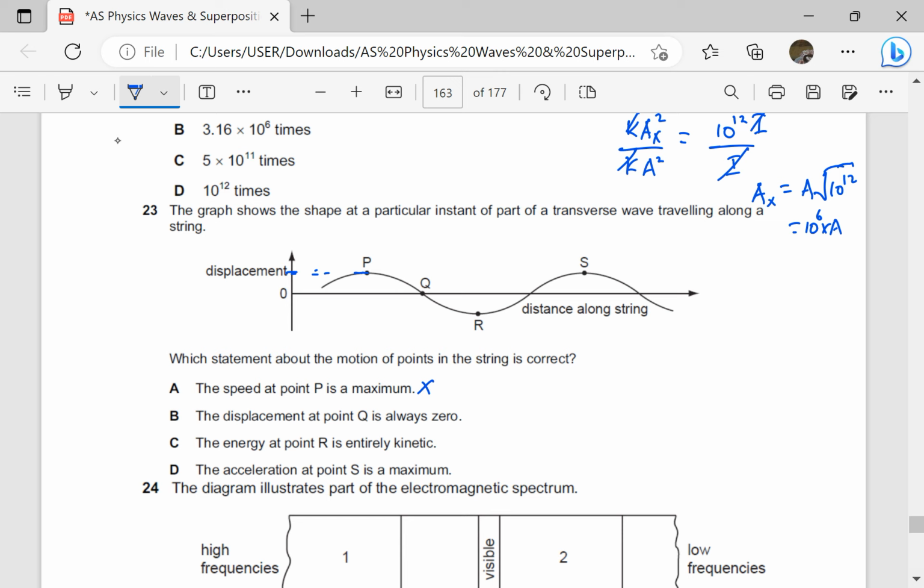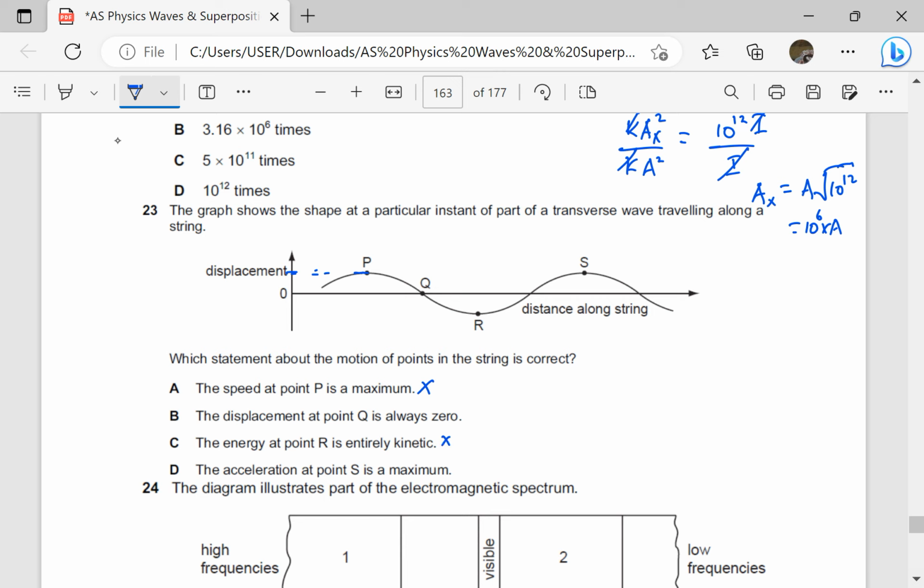It is a transverse wave. The graph shows the shape at a particular instant of part of a transverse wave traveling along a string. Which statement about the motion of points in the string is correct? The displacement at point Q is always zero. Not really. The energy at R is entirely kinetic, but at maximum displacement, the velocity is almost zero. So that may not be true.